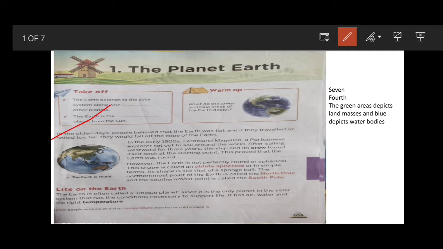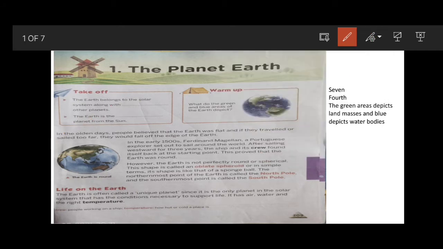However, the earth is not perfectly round or spherical. This shape is called an oblate spheroid, or in simple terms, its shape is like that of a sponge ball. The northernmost point of the earth is called the North Pole, and the southernmost point is called the South Pole.